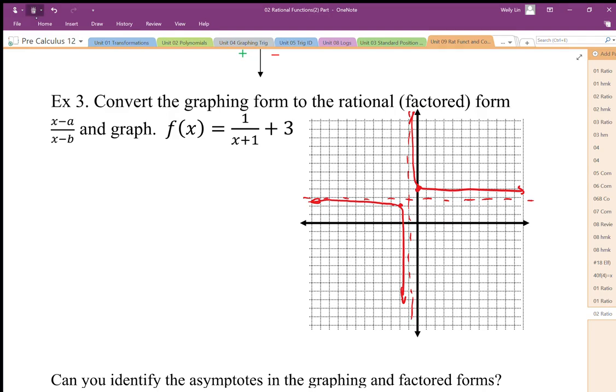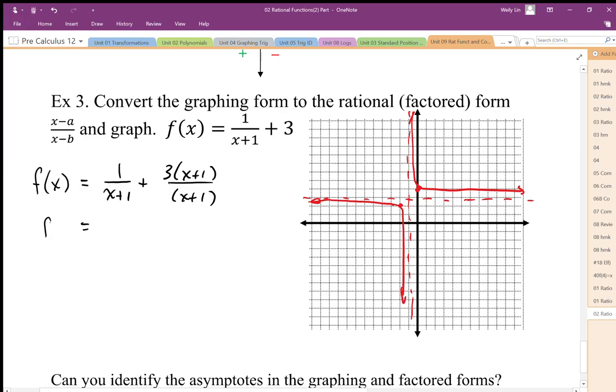But we can go in the other direction, and instead of using the graphing form, we can put it into the factored form. The nice thing about this form is that we can see the zeros and the y-intercepts fairly easily. So to do this, I need a common denominator. I need to combine these terms here, and here, with a common denominator. So I end up with 1 over x plus 1 plus, and the common denominator is going to be x plus 1, so I need x plus 1 over x plus 1.